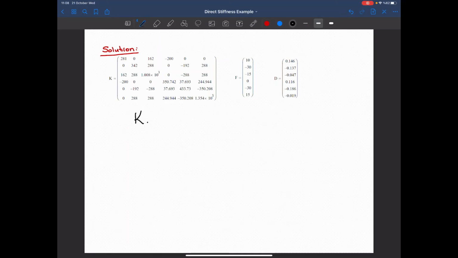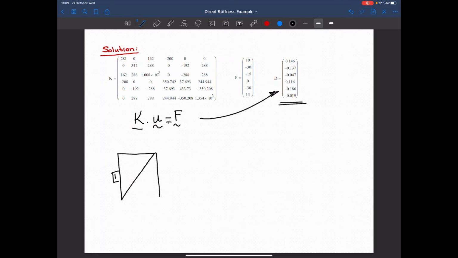K times U is equal to F. You have a 6 by 6 matrix, 6 equations, and once you solve it, you obtain your deformations. Of course, the analysis doesn't end here. We have to recover the member end forces. So let me draw this figure one more time.